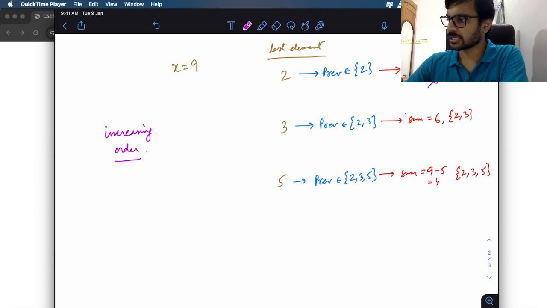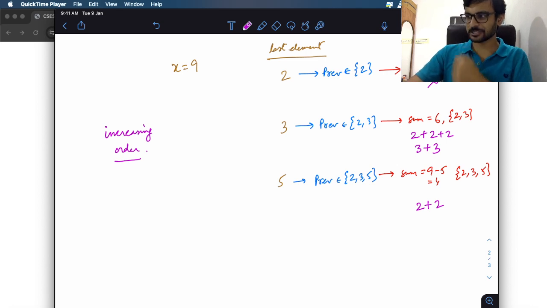Now sum equal to 6 using 2 and 3. What are possible? Using 2 and 3, you know that 2 cases are possible: 2 plus 2 plus 2, and 3 plus 3. And for 5, now 4 using 2, 3, 5, you know that 1 case is possible, that is 2 plus 2.